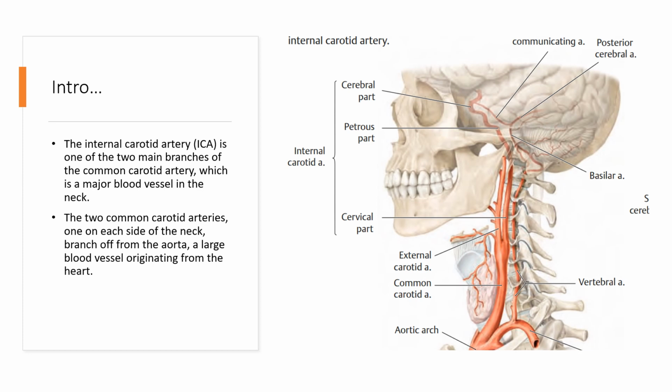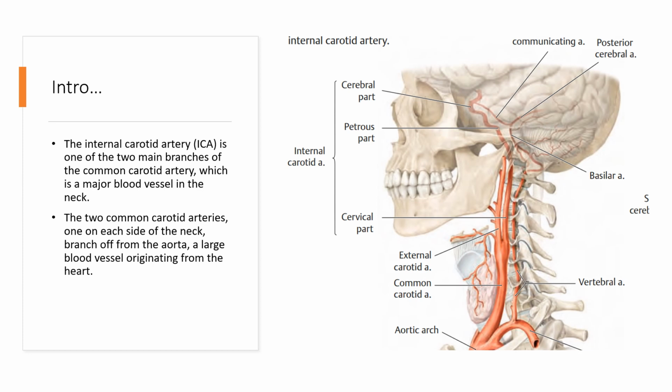Introduction. So the ICA, that is the internal carotid artery, is one of the two main branches of the common carotid artery, and the major blood supply of this artery is to the brain. Now, these common carotid arteries are indeed the branches of the aorta. Aorta is the largest blood vessel in our body.